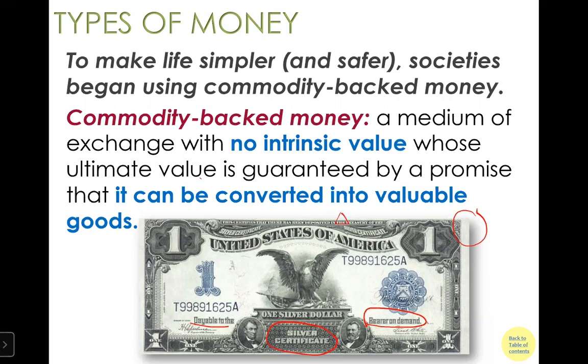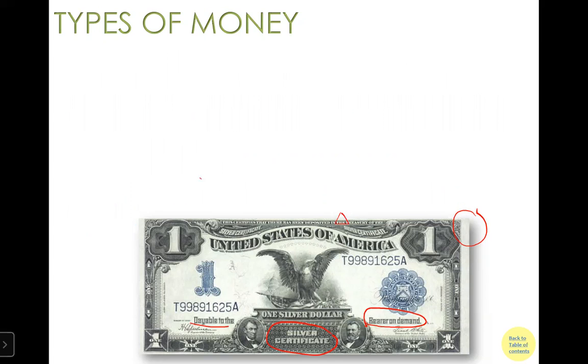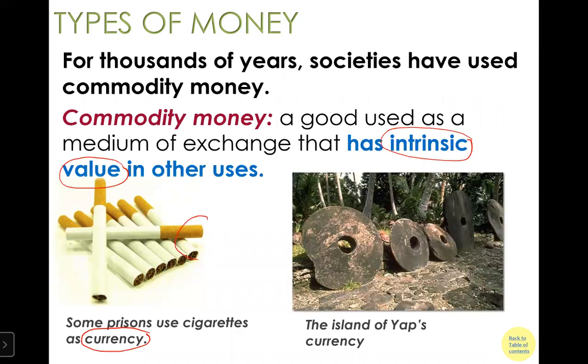So let's compare with commodity money. If you hold one cigarette or one pack of cigarettes, whether you are a smoker or not, it has intrinsic value. If you're a smoker, you can smoke it. If you're not a smoker, you can give it to others as a gift or exchange it for other goods and services you may want.